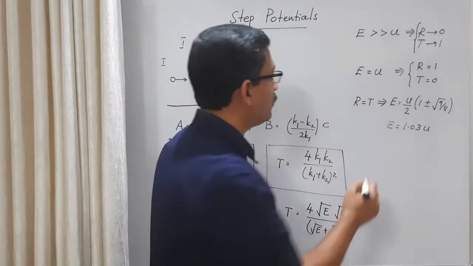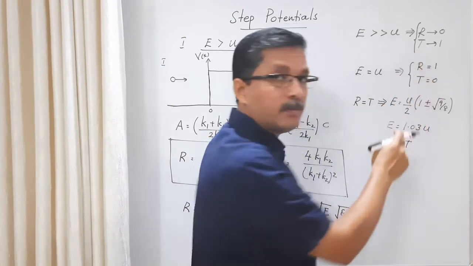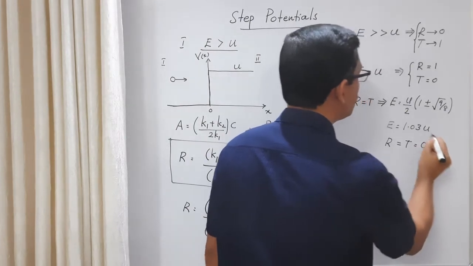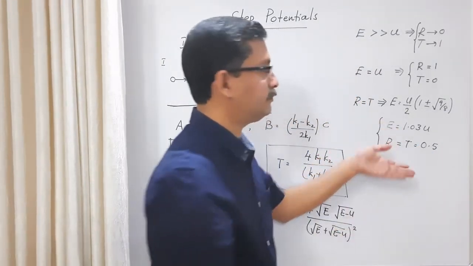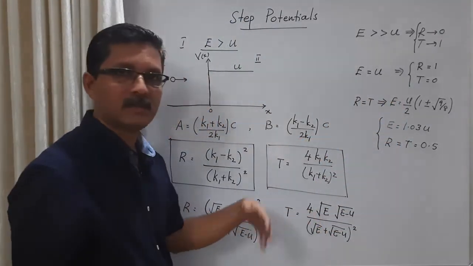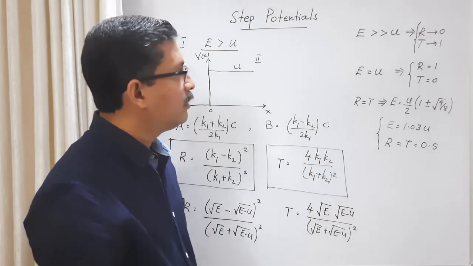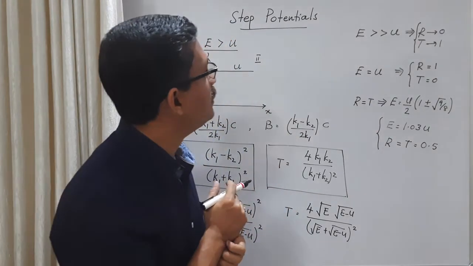Equal means what is the value? Always remember that R plus T should be 1. So if they are equal, each is equal to 0.5. Both are equal to 0.5 at this energy. You can substitute this energy in these two expressions and you can see that it is approximately 0.5. Okay, so this is the behavior of reflection and transmission coefficients with energy.